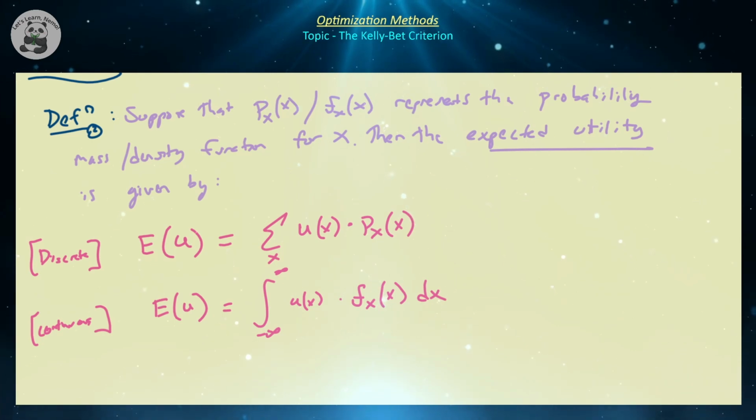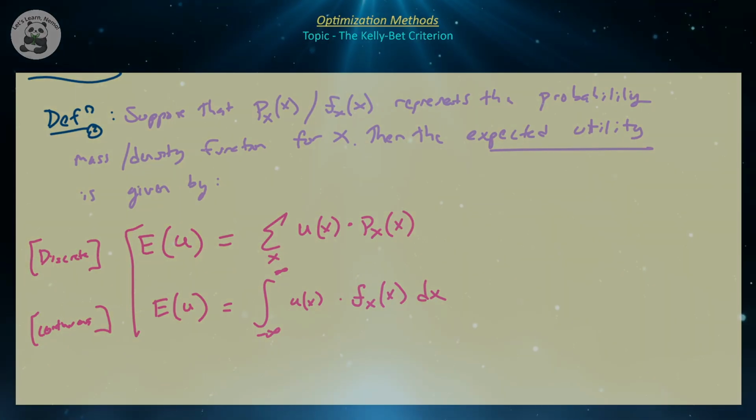So that's how you calculate the expected utility, given a particular utility function u, and assuming you already know the probability distribution of that random variable x. Now, before we actually get into the Kelly Bet criteria, let's do a quick calculation example of how to calculate the expected utility for, for example, a continuous random variable.